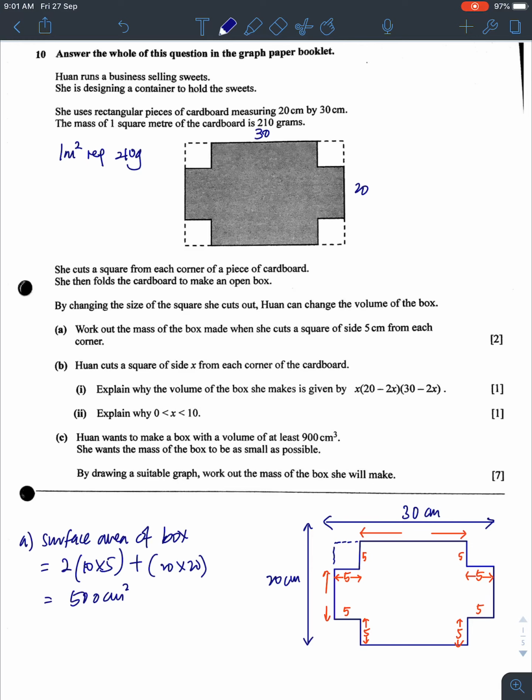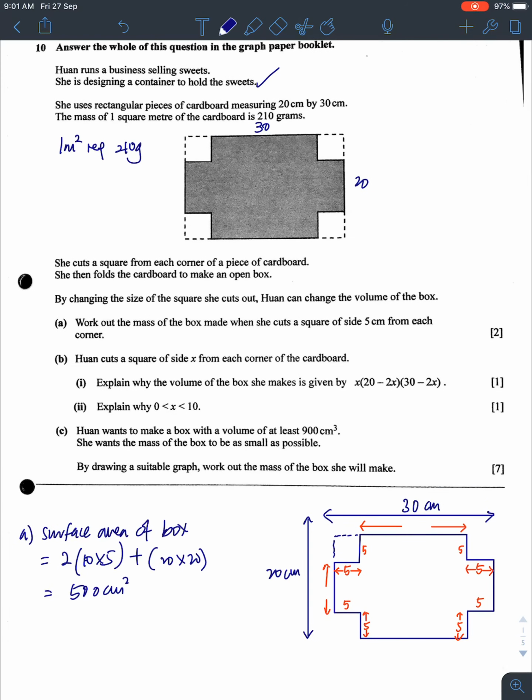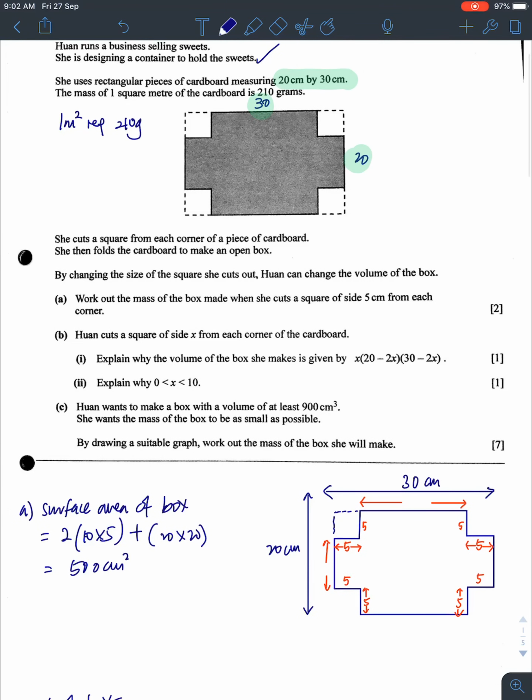Basically, she runs a business selling sweets and she wants to design a container to hold the sweets. How she does that is to use rectangular pieces of cardboard with the given dimensions 30 by 20, so the length is 30 and the breadth is 20. So she's going to use this cardboard to make the box. Additional information is given where 1 meter square of the cardboard weighs 210 grams. So 1 meter square represents 210 grams.